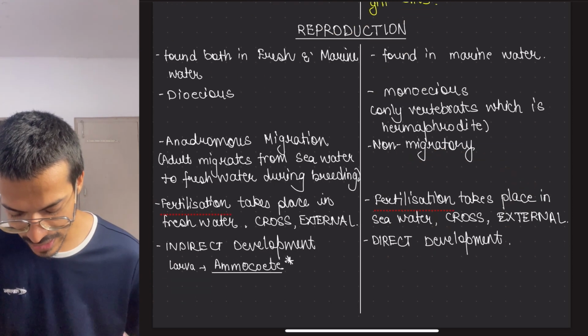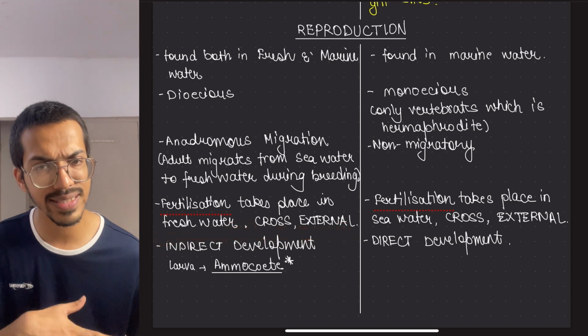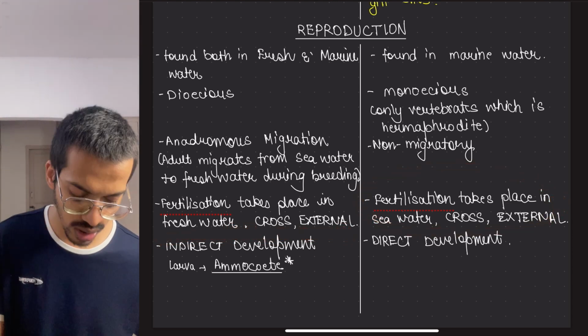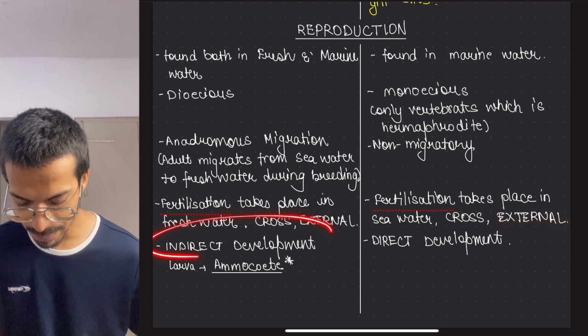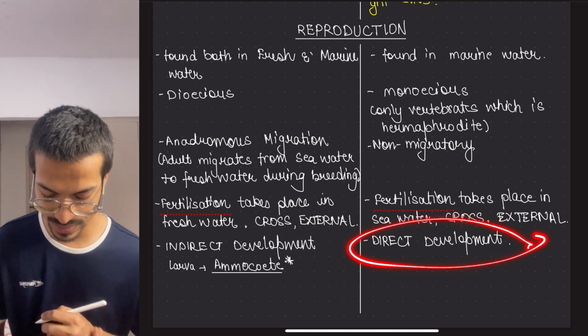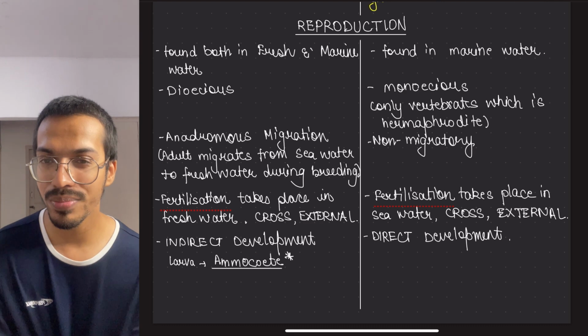Then fertilization takes place in the fresh water. It is external, outside. It's not inside the body of the female. Whereas in myxine, fertilization takes place in the sea water. It is also external. Okay, then indirect development is there in this case, whereas direct development is there in the other case. That's it. Okay, so I hope this is understood.